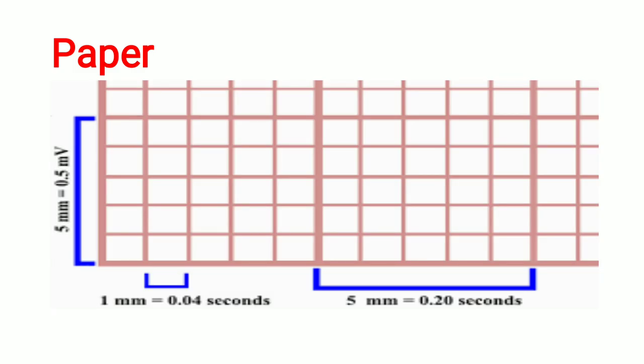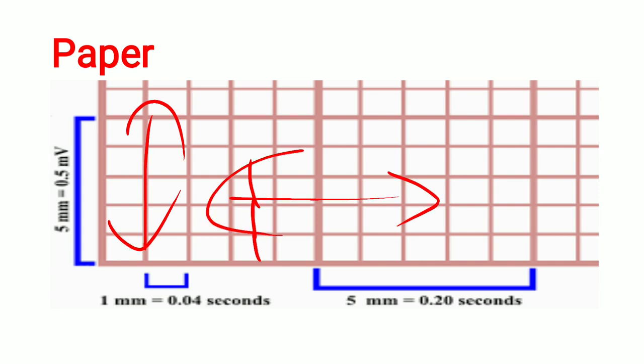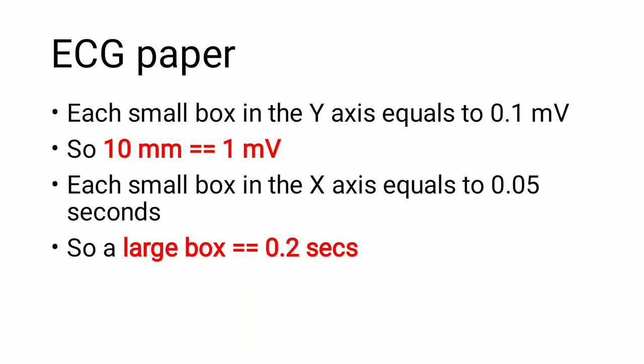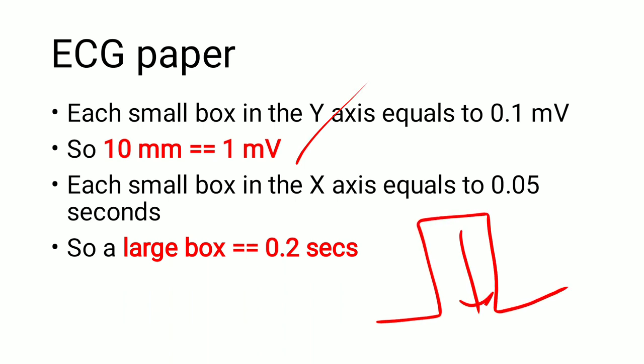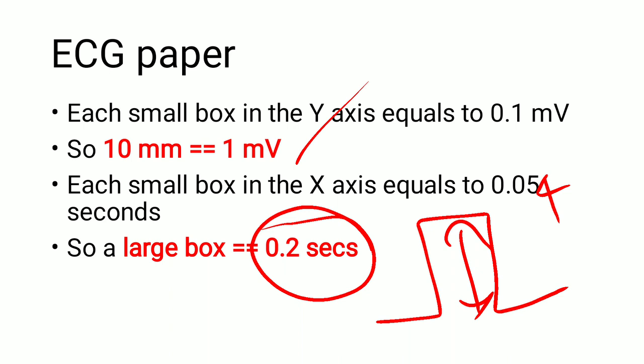This is the ECG paper that we know. Each small box is 1 millimeter. This records my volts and this records my time. So 10 millimeter is equal to 1 millivolt, as we saw earlier, and this is represented in my ECG by a structure like this. One large box is equal to 0.2 seconds, because each small box is equal to 0.04 seconds. So five small boxes comprise 0.2 seconds.